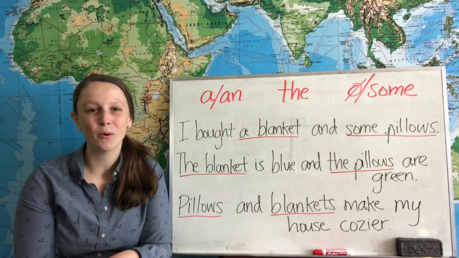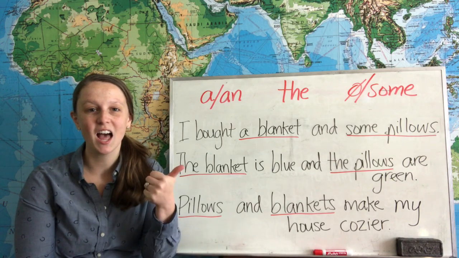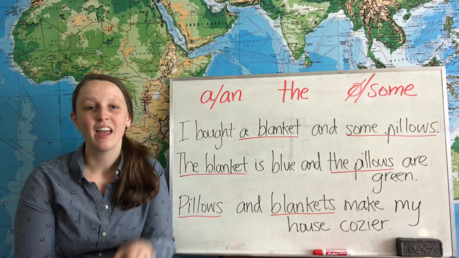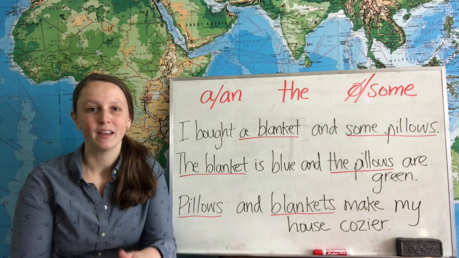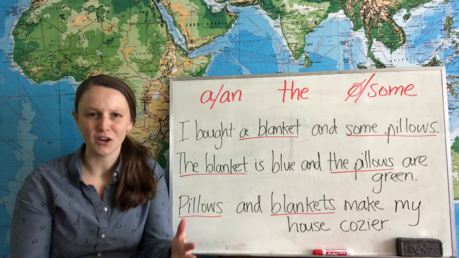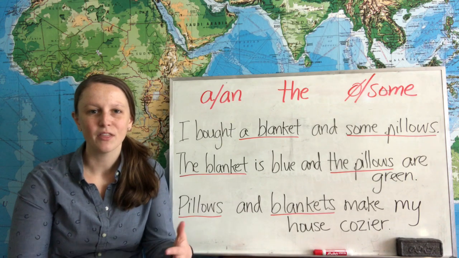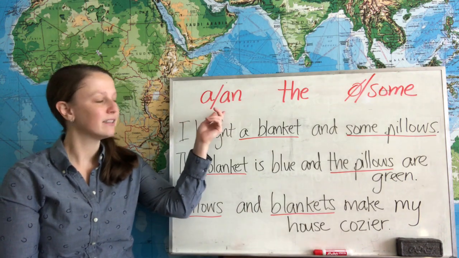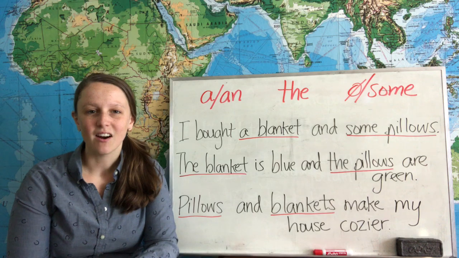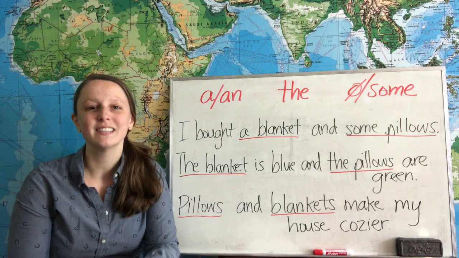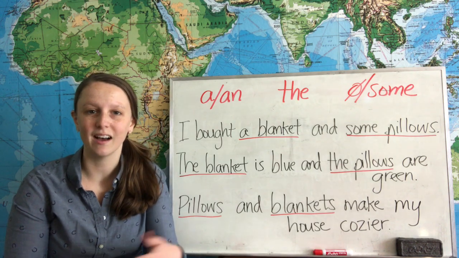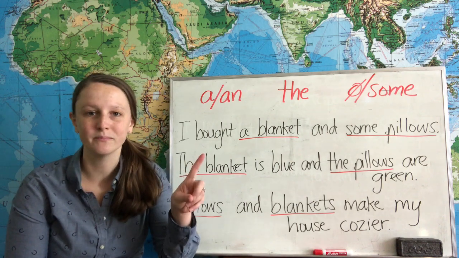In this video, we're going to talk about the articles a, an, and the, and when to use them. So let's start by explaining each article we're going to talk about. The first ones are a and an. These articles are always for singular nouns because a and an mean one.